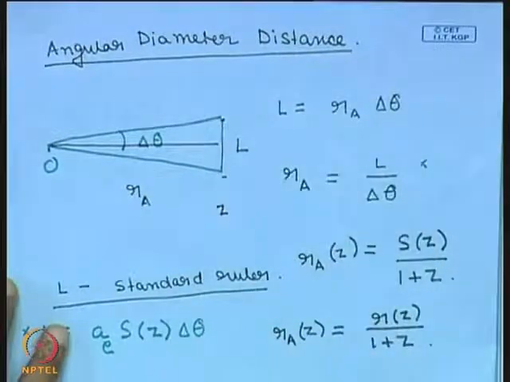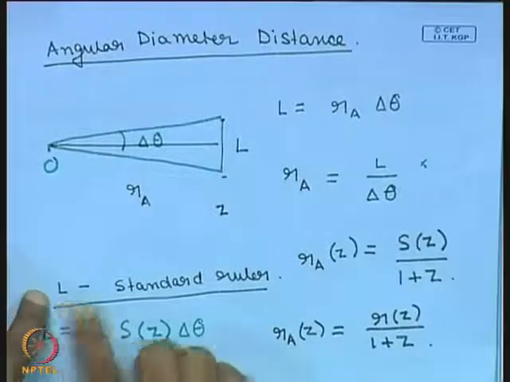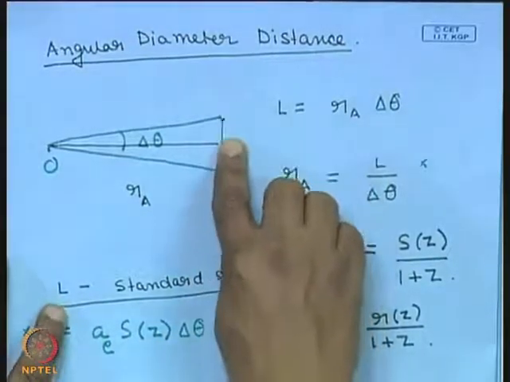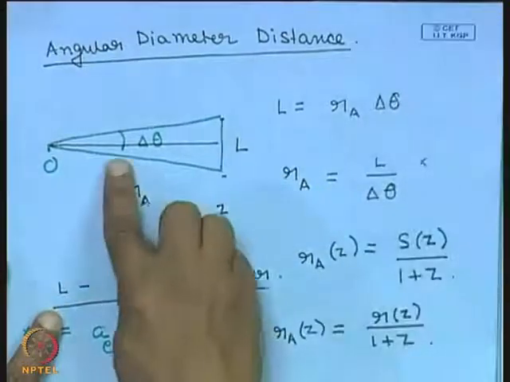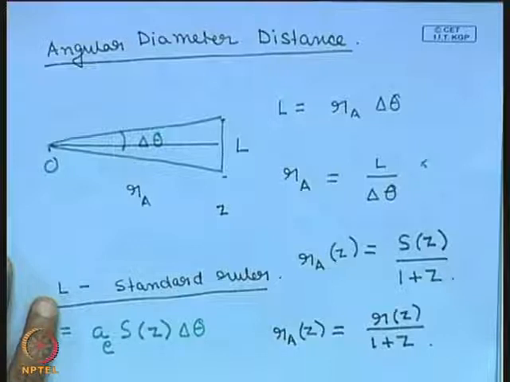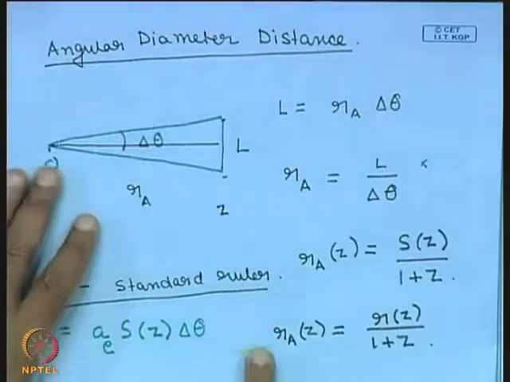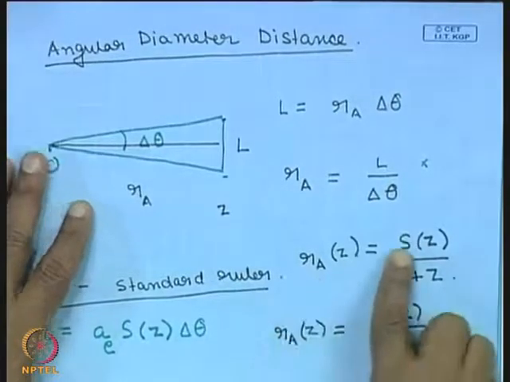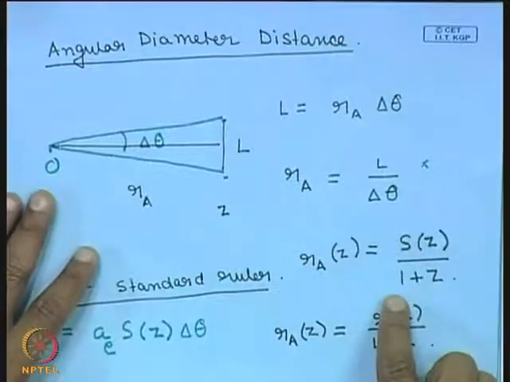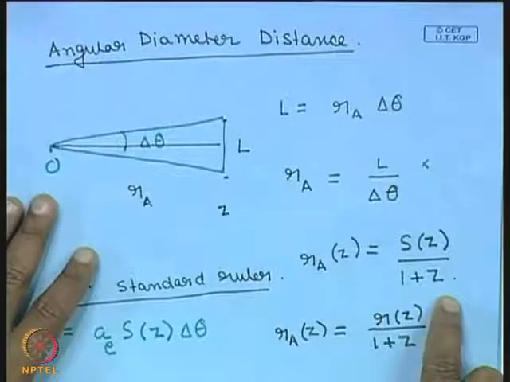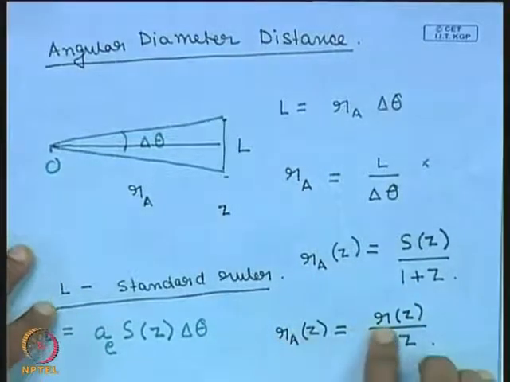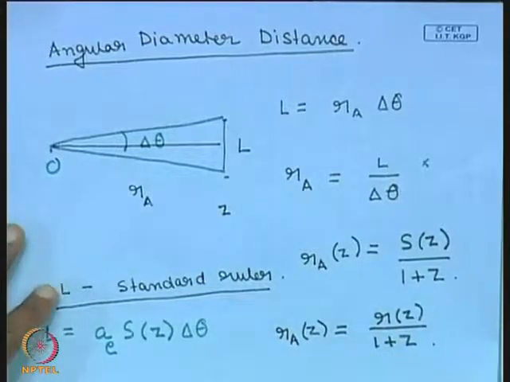And usually there are certain things called standard rulers for which we have some idea of what the proper size is, and the angle can be measured. This is where the angular diameter distance is particularly relevant. And the angular diameter distance is defined as the ratio of S to 1 plus z. Okay, this we worked out in the last class. And if it is spatially flat, then it is R by 1 plus z.